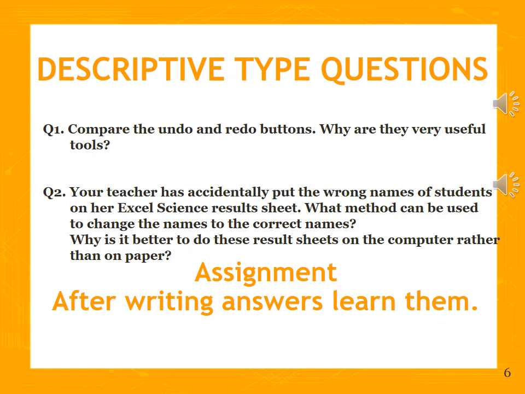The method the teacher can use to correct the names of the students on her Excel science results sheet is overwriting the existing text. Got it? And the other part of the answer is: it is better to do the result sheet on the computer rather than paper because it can be edited easily. Done.